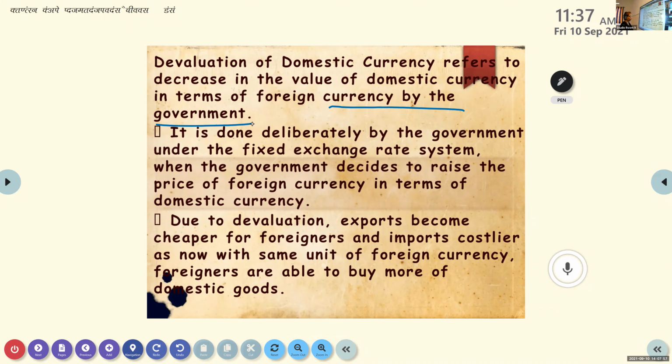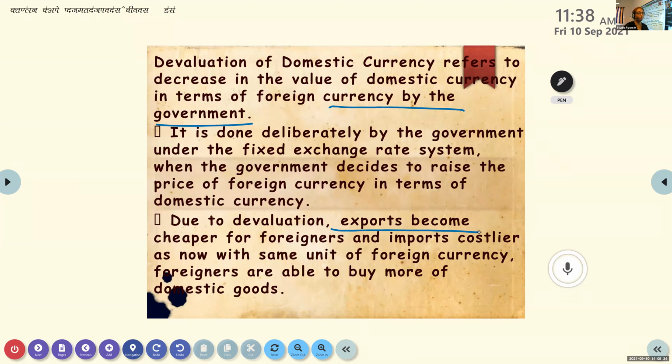Why do they do this? Because they want to increase exports, because in that situation exports will be cheaper and imports will be costlier. Exports become cheaper in the sense that more things will be demanded, and imports are becoming costlier for Indians. So Indians stop or reduce buying things from outside and start demanding things from inside our country. Why do we say import is becoming costlier?